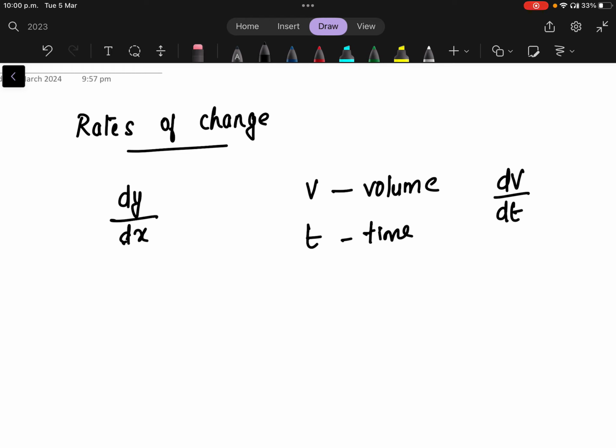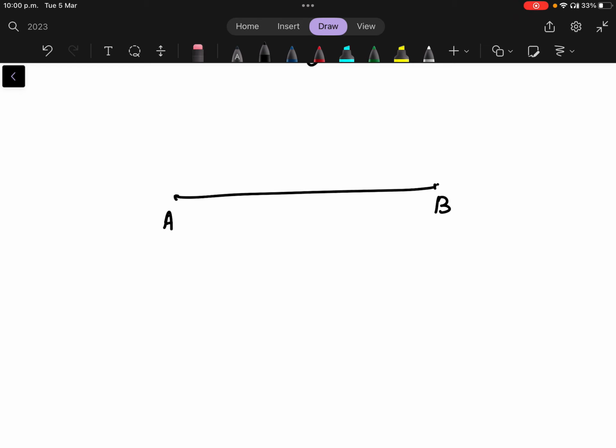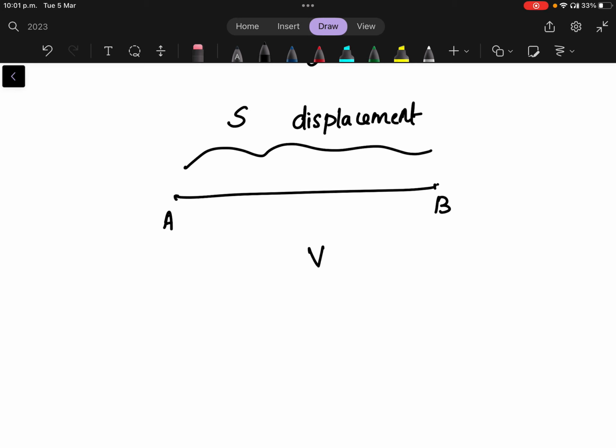Now, differentiation can be used to tackle many real life problems. So, for example, speed, distance, and time. Let's first understand what it means. Suppose one person is traveling from point A to point B. The distance traveled is called displacement, and it is usually denoted by s.